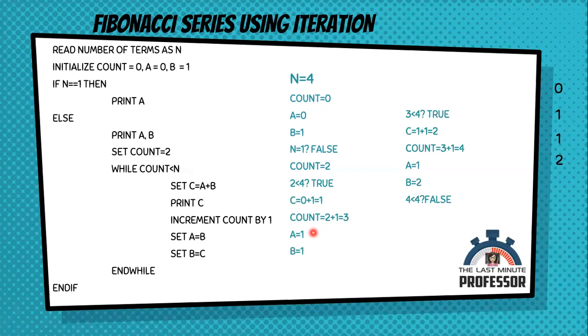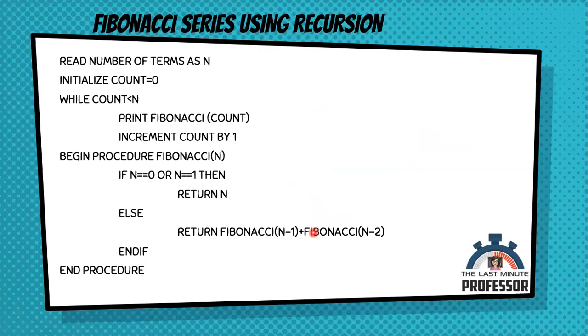The same Fibonacci series can be generated using recursion. Recursion is the function calling itself. What is a base case? A situation where there is no further function call. So in this scenario, it is when the value of n is either 0 or 1.